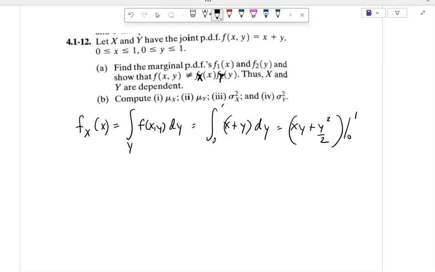Evaluated from 0 to 1, 0 to 1. These numbers are going in for y, not x, right? So when we're done, we get x plus a half. Of course, looking at the symmetry of this problem, what are you going to end up with for your marginal for your x, or your y, I mean? Maybe y plus a half, good.